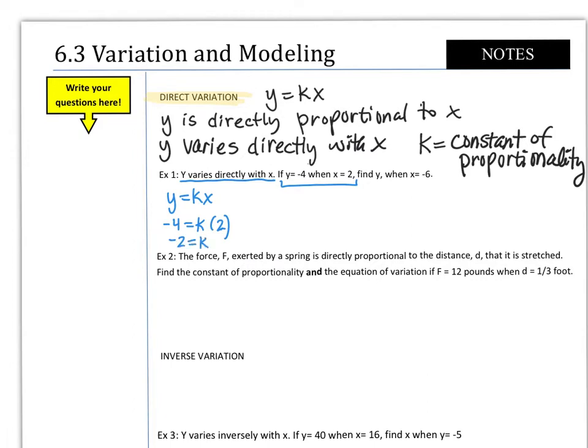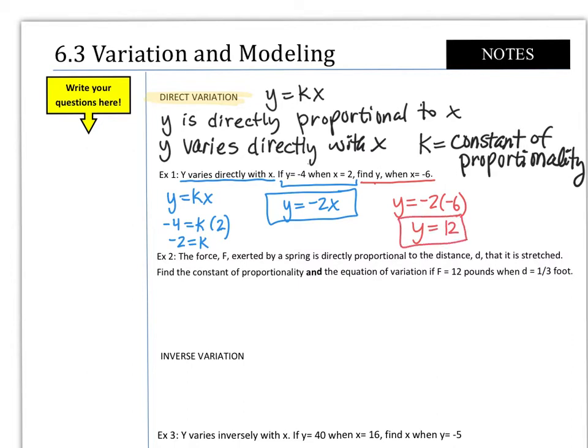So now I can write my equation. My equation would be y equal -2x. This is important. You need to be able to write the equation. And then after you have the equation, we're going to find y when x is -6. Basically all I have to do is plug in -6, and so I know y is 12. So this answers the question. I'm wanting to see both of those things that I boxed in there.